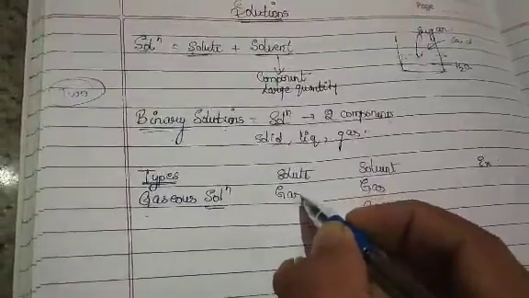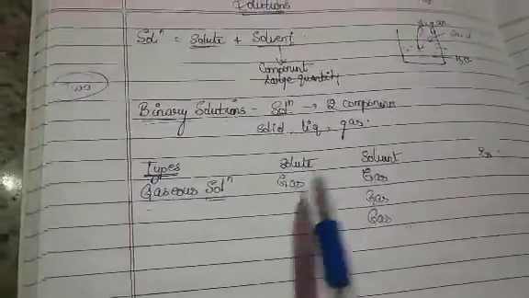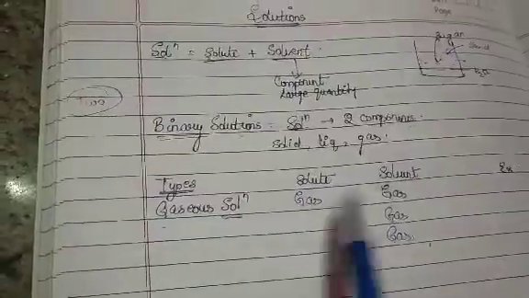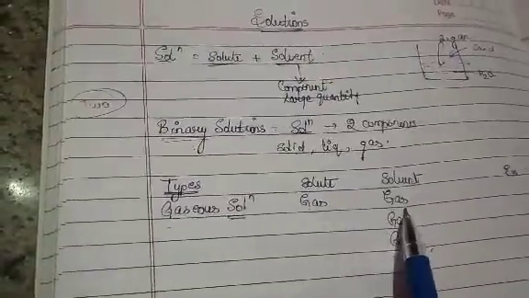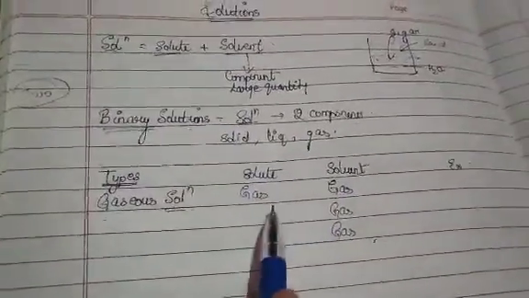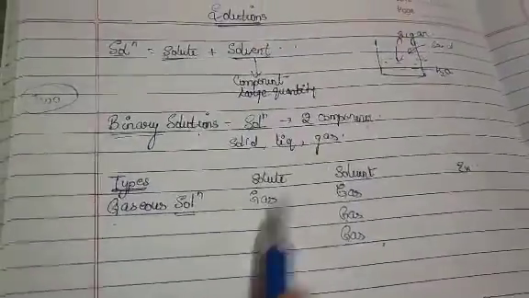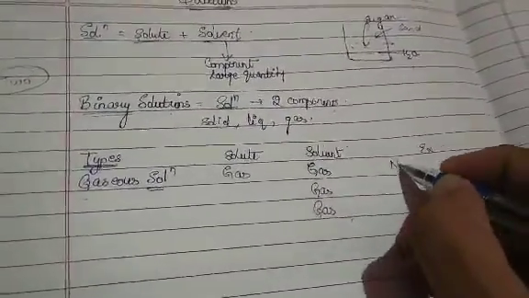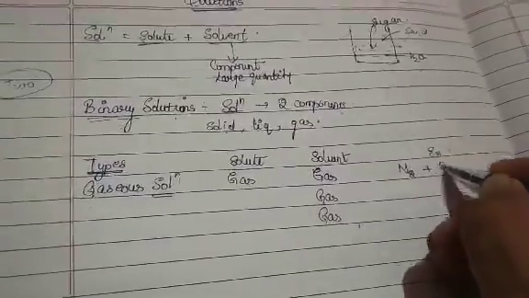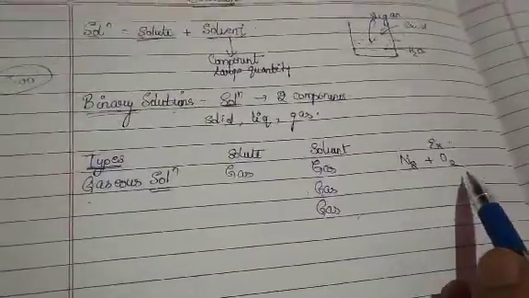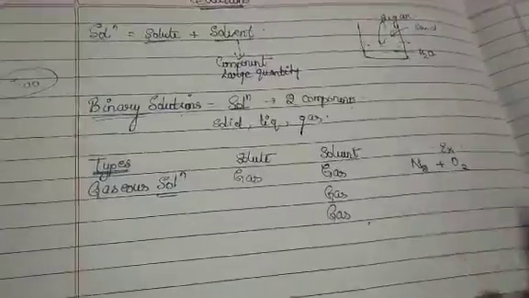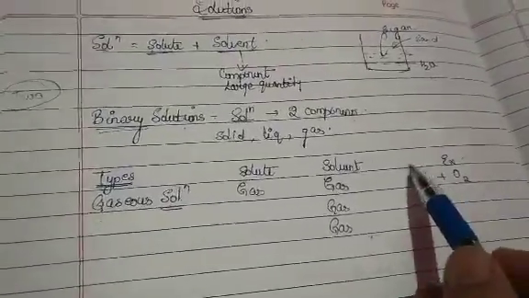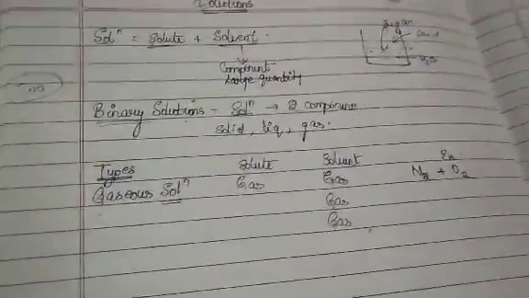If the solute is a gas, remember these are binary components, only two components are present. For example, if a solute is also a gas and the solvent is also a gas, I can give a mixture of nitrogen and oxygen gas. Of course, here any one of the gases will be in major excess, which will be called the solvent, and the other will be the solute, which is also a gas.